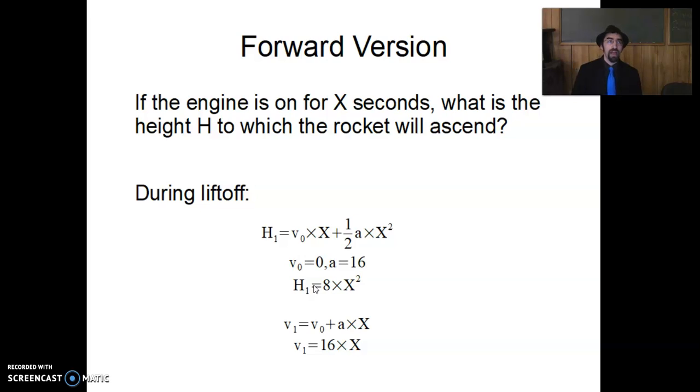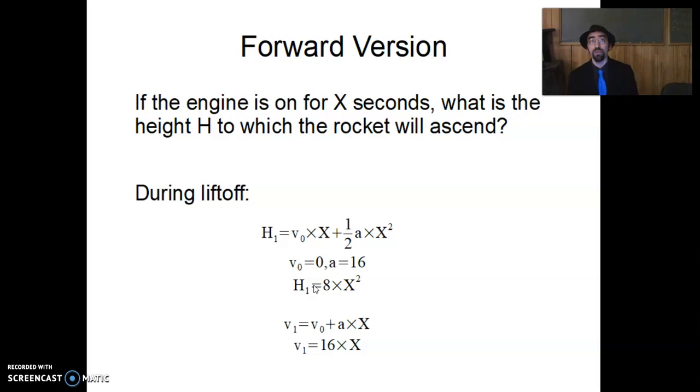So we use our standard displacement equation. Displacement equals initial velocity times time plus 1/2 acceleration times time squared. Again, x is the amount of time here. We say x seconds. And so v0 equals 0 because the rocket initially stands firmly in place on the platform. And the acceleration is 16 because the problem told us that when the engines are on, it's going to accelerate upward with acceleration 16 meters per second squared. So we crunch in our numbers, we get h1 is equal to 8 times x squared.